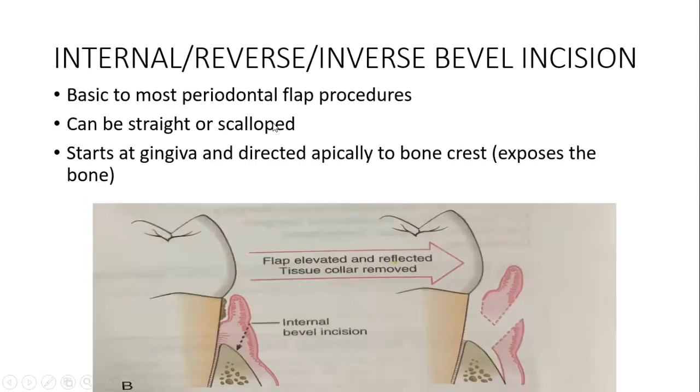Now, talking about another incision, that is the internal bevel incision. It is also known as the reverse or inverse bevel incision, and it is basic to most periodontal flap procedures.